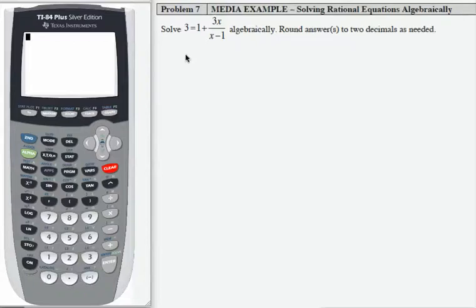Here we're given a rational equation, 3 equals 1 plus 3x divided by x minus 1, and we're asked to solve algebraically. So we're going to use the steps from the lesson. I'm going to modify them just a little bit.